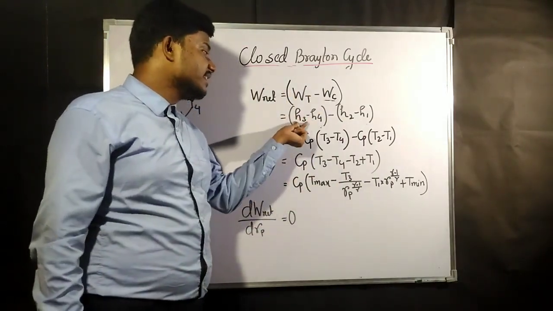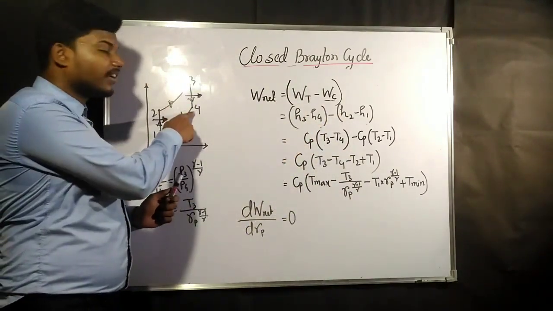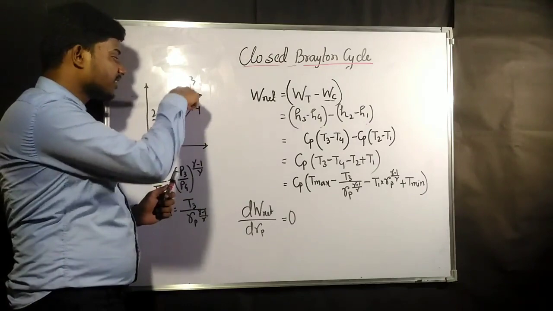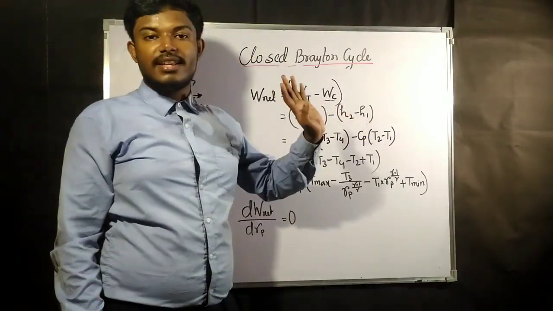Okay, so we take initial enthalpy minus final enthalpy in turbine. This is coming this way. Now in case of compressor also, H2 minus H1.